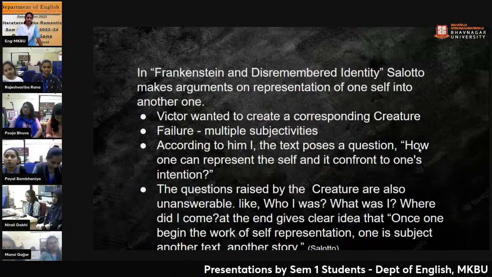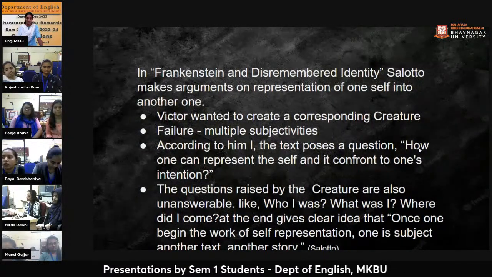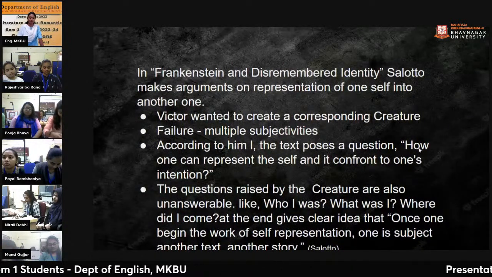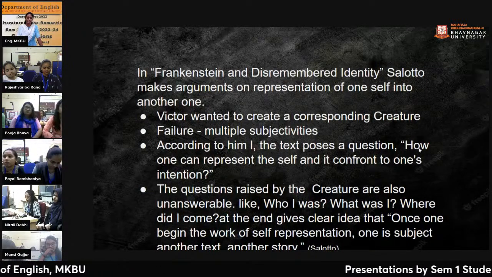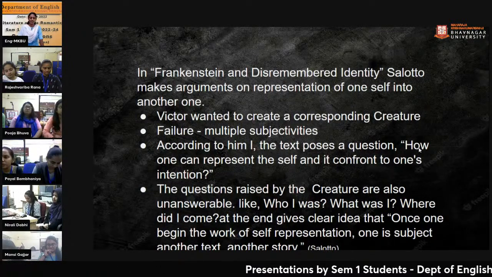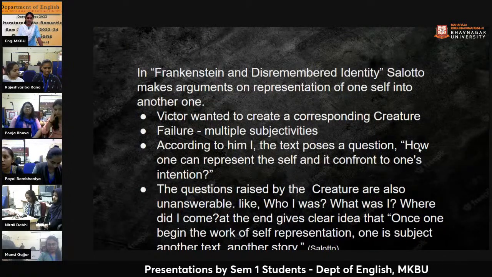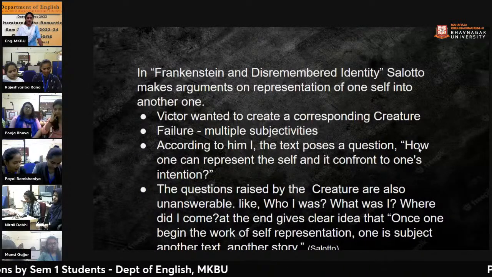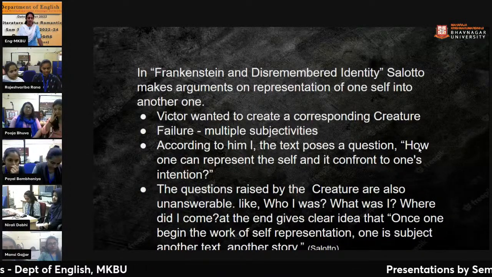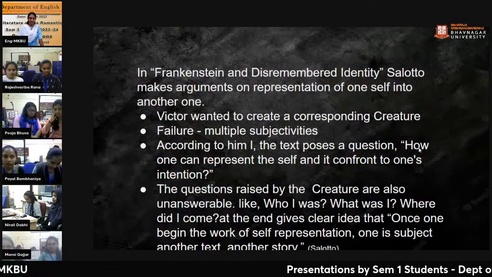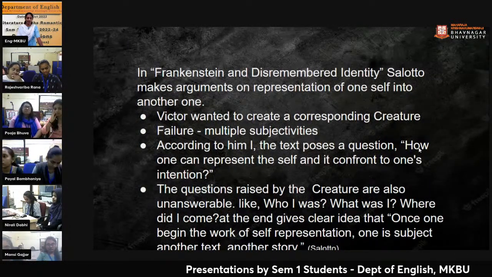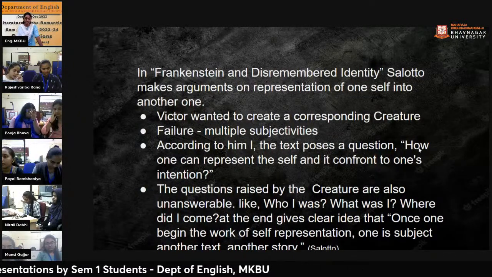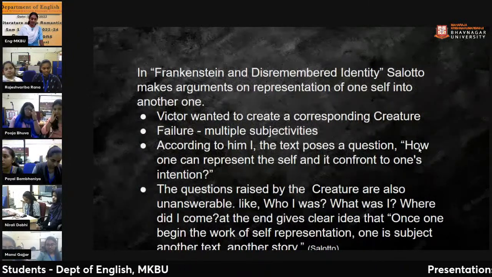According to him, the text poses a question: how can one represent the self, and how does it confront one's intention? The question is also raised by the creature, and it is completely unanswerable: who I was, what I was, where did I come from. At the end, the text gives a clear idea that once one begins the work of self-representation, one is subject to another text, another story.